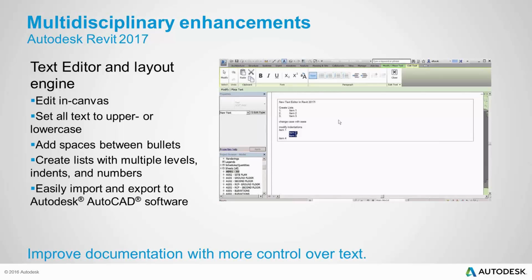Additionally, new functionality includes the ability to make everything uppercase or lowercase, add spaces between bullets, and you can actually create multi-level lists with either bullet points or numbers. The other thing that we've done is change the way that text is calculated, so it is consistent with AutoCAD MText sizing. So when you go back and forth between AutoCAD and Revit, you get much more consistent text that doesn't change. Hopefully this will make everybody who's been frustrated with the text editor for years happy. So this is a great reason to upgrade to 2017.